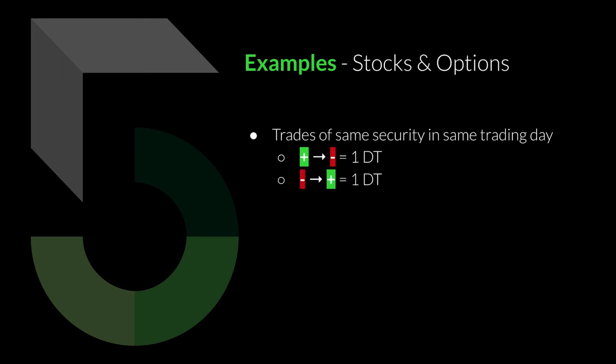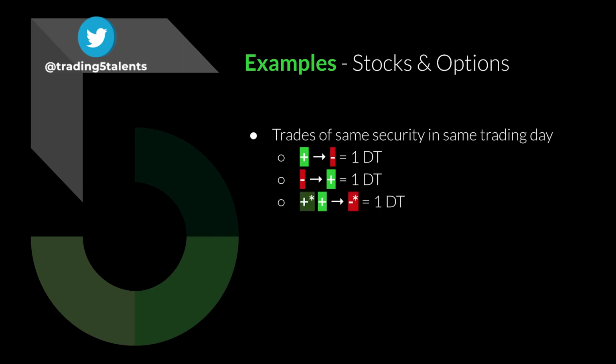Now, if we do the opposite, which is what we do here when we trade the wheel strategy, we're selling to open and then buying to close. If you do that in a single day, that's also a day trade. So it doesn't matter if you buy first and then sell to close, or if you sell to open and then buy to close. Either way, it's considered a day trade.